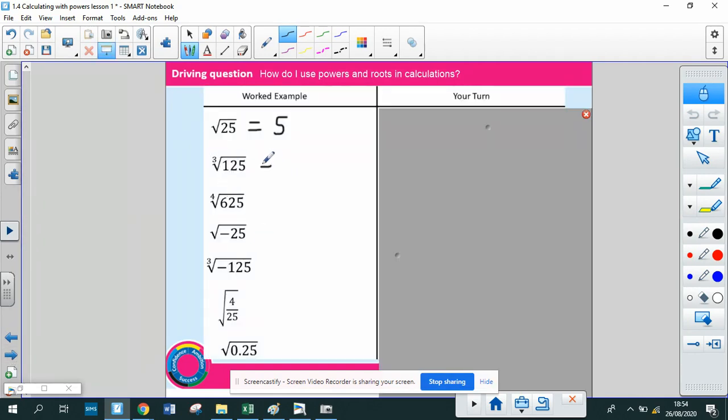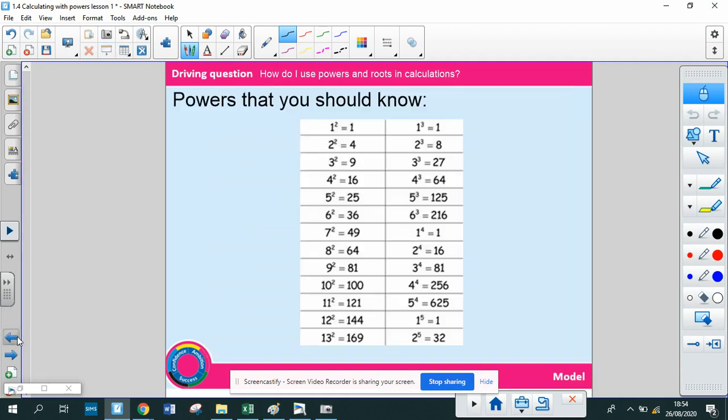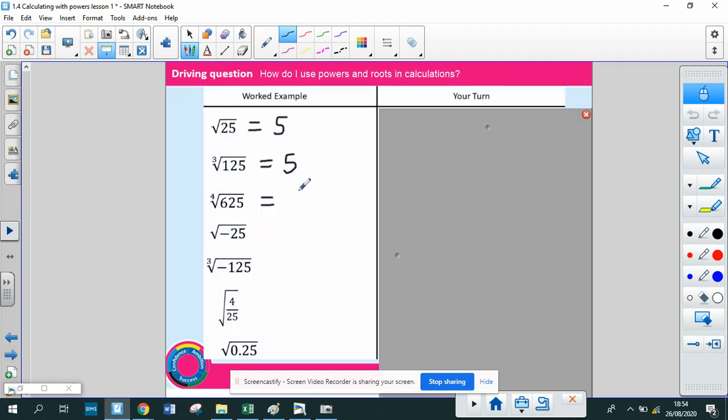What number cubed makes 125? So to know what the cube root of 125 is, we must know what number we cube to make 125. The answer is 5. Do not write a 3 there. The answer is just 5. The answer is not 5 cubed. What's the fourth root of 625? Again, this is one of the ones that we should know. 5 to the power 4 is 625. So the fourth root of 625 is 5.